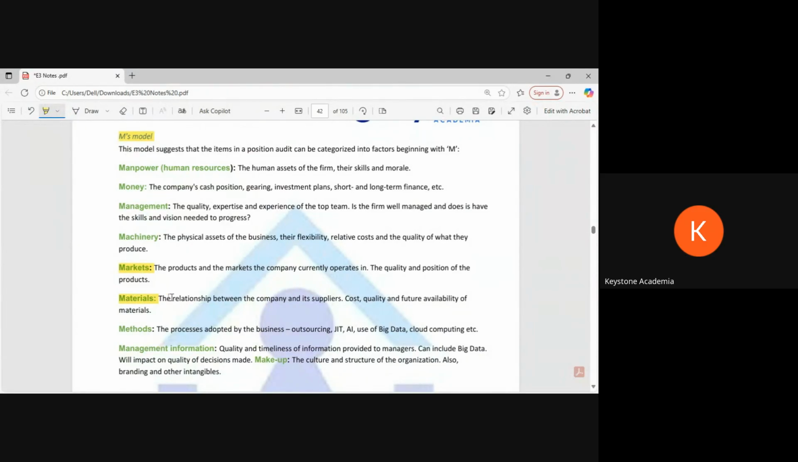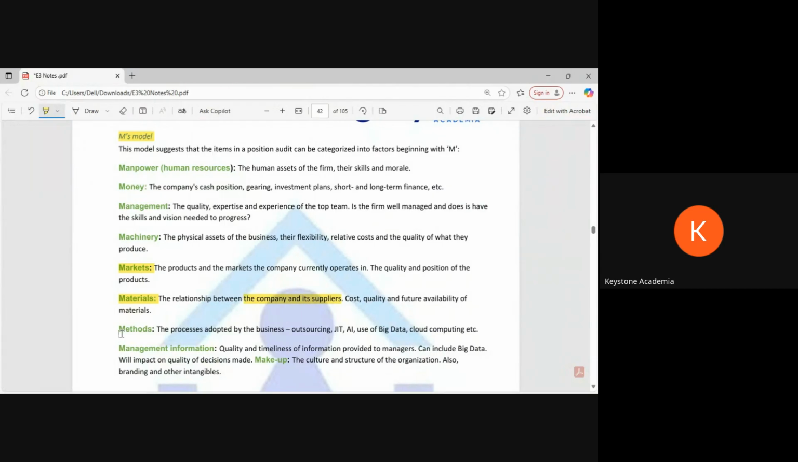Materials: the relationship between the company and its suppliers. Many times it is undermined, but it plays a very important role. Especially, we know in our industry the supply is not very stable. So there is the stable supply, then the cost, the quality of the supply, and future availability of materials. Sometimes we have in-house supply too, so we can also say what amount of dependency we have on the supplier. In our case, that is the lithium mining companies.